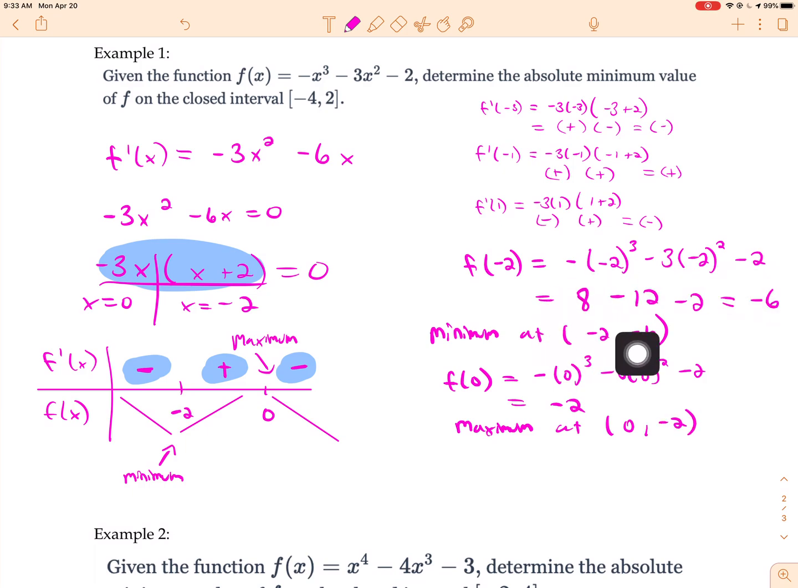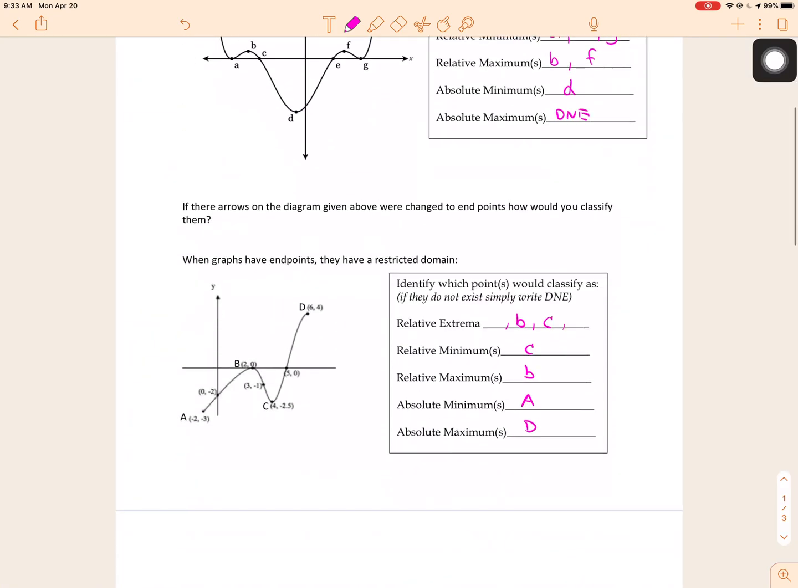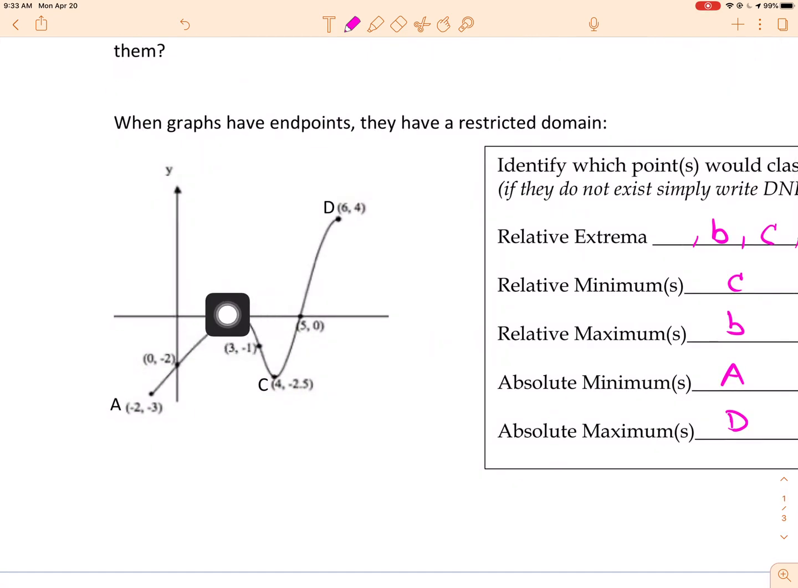So right now, the lowest point we know is -6. The highest point we know is -2. But there could be higher or lower points, believe it or not, because what about the endpoints themselves? And I'm going to go back to this example up here. Take a look. Yeah, this was a relative max and a relative min, but notice that D and A were higher and lower.